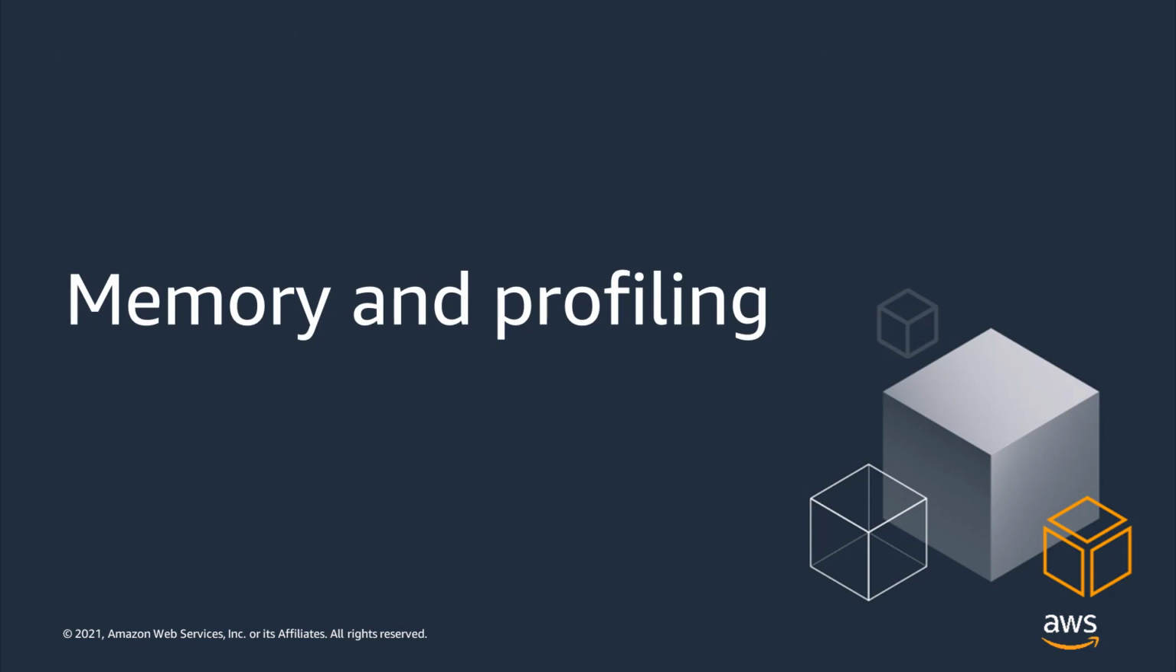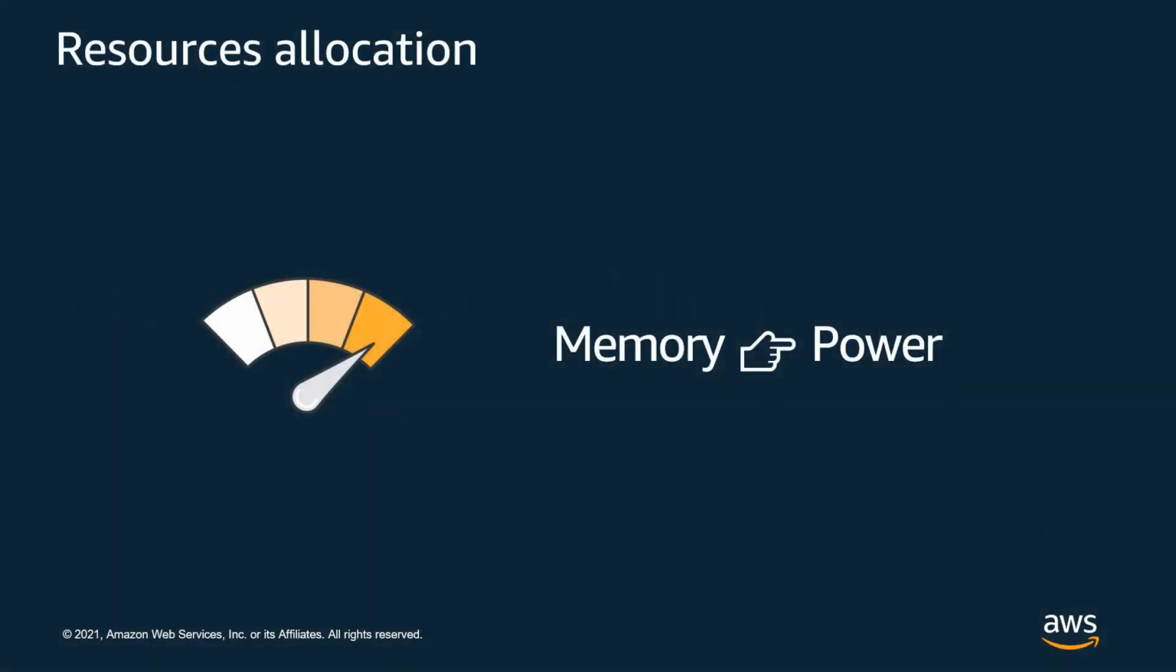The second topic for today's Tech Talk is memory usage and profiling. The most important lever you have available in a Lambda function is memory. Lambda exposes only a memory control. You can select between 128 meg and 10 gig for your function.